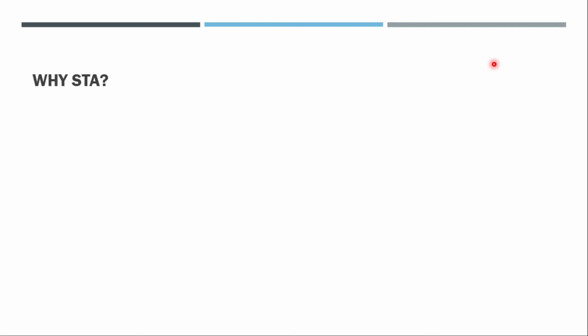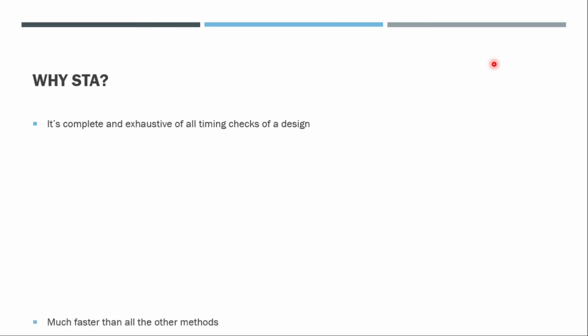So why STA? Why is it important? Why don't we go for dynamic timing analysis, for example? It is complete and exhaustive for all timing checks of a design. If you take, for example, timing simulation, it depends on the input vectors. If there are 100 inputs, we need to take the combinations of 100 inputs, which is too many test vectors. So we cannot completely cover the timing of the design if we go for timing simulation, and it takes a huge amount of time. And the second point is that STA is much, much faster than all the other timing analysis methods.